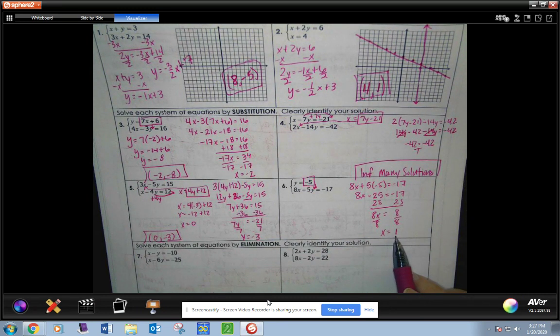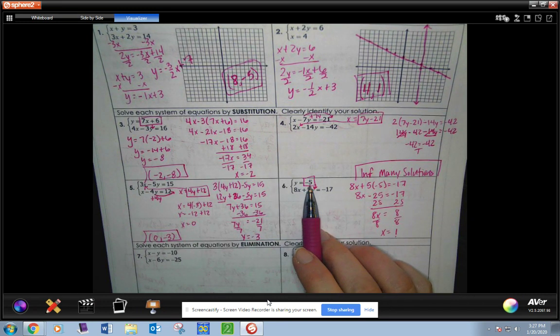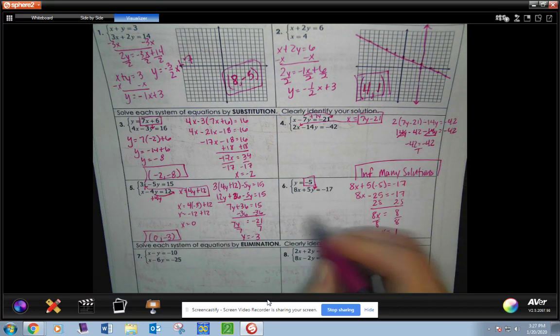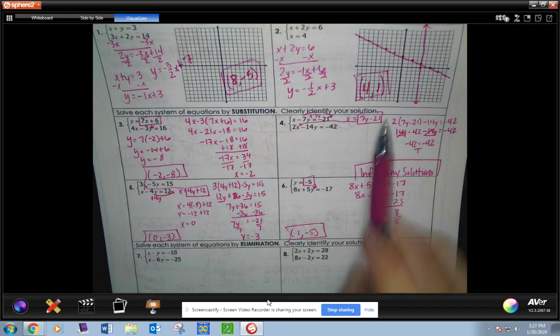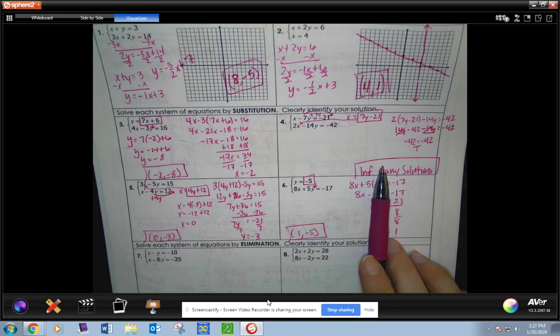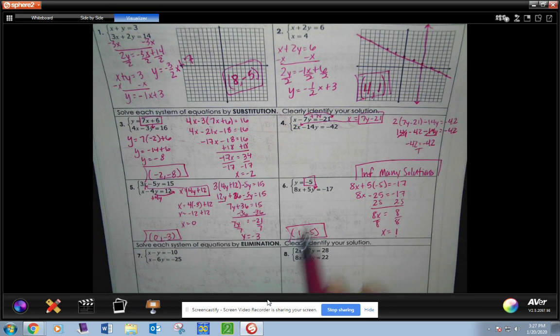You do not need to take this and plug it back in because you do not have an x in your box. So you already know what y equals, so you just write your ordered pair as (1, negative 5), and you are done. Now remember, for all three of these, not this one, these three, you can take your two answers and plug them back in and make sure they work.